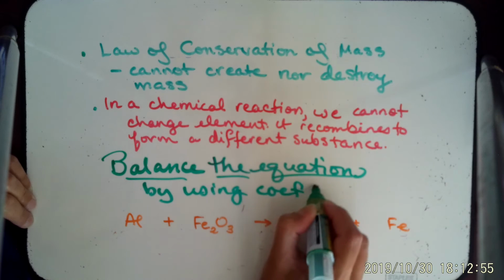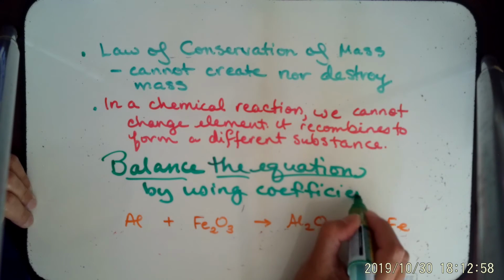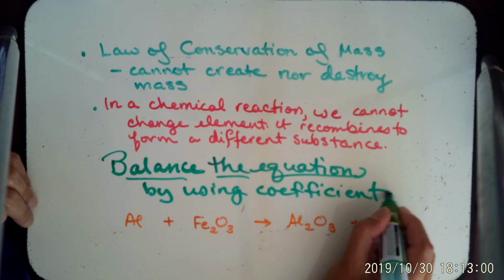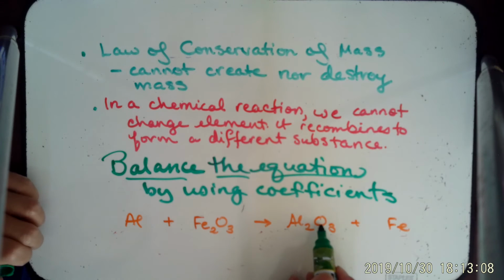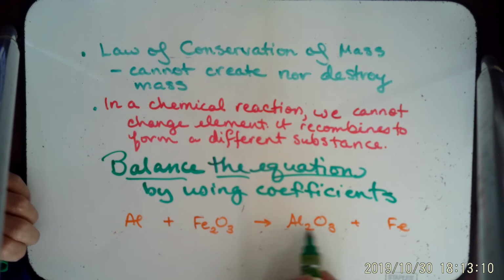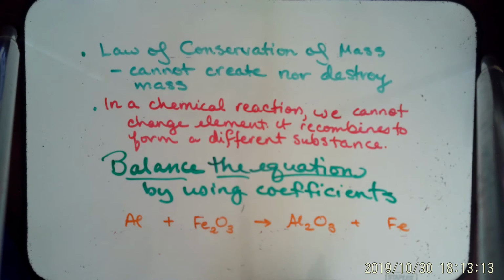Now, why not the subscripts? Because already we know why the subscripts are there. To get a neutral compound, I must have 2 aluminum 3+ ions and 3 oxide ions. So I can't change the subscripts. That would change my compound. So the only thing I can do is to add coefficients. Like our subscripts, if I have a 1, I don't need to write the 1 in front. By merely writing the symbol, I know I have 1. But anything else, you're going to write here.